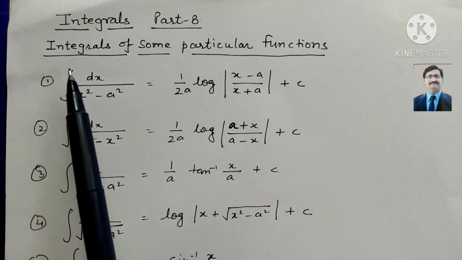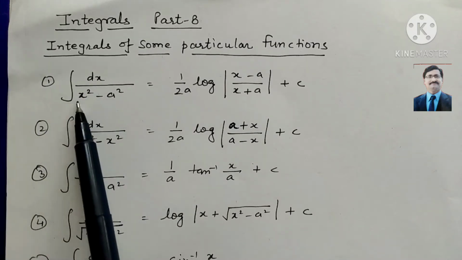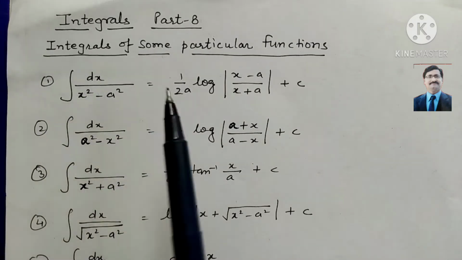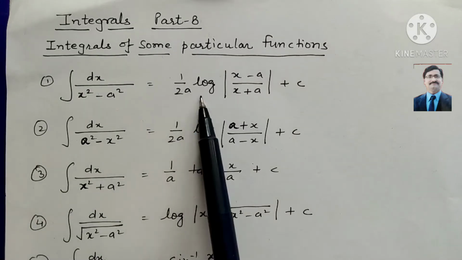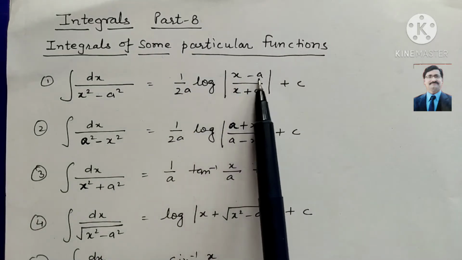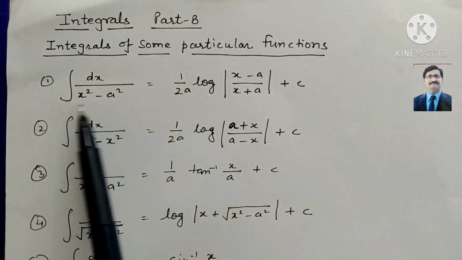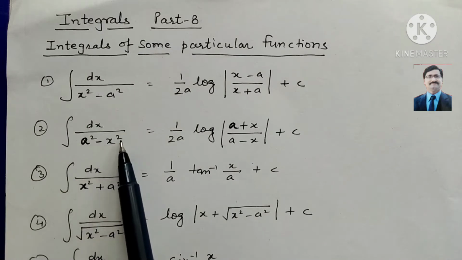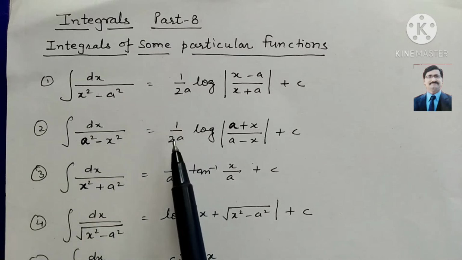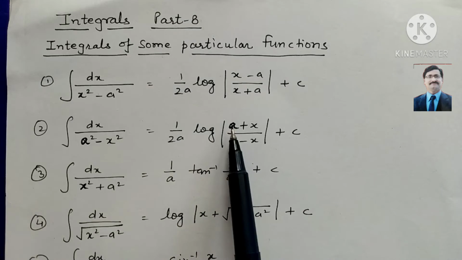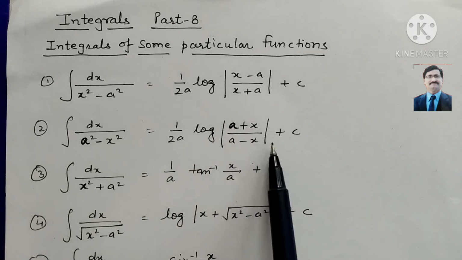Here the first is integral of dx upon x square minus a square. This we write 1 upon 2a log modulus of x minus a upon x plus a, plus c. The second formula is integral of dx upon a square minus x square, and this will be equal to 1 upon 2a log modulus of a plus x upon a minus x, plus c.